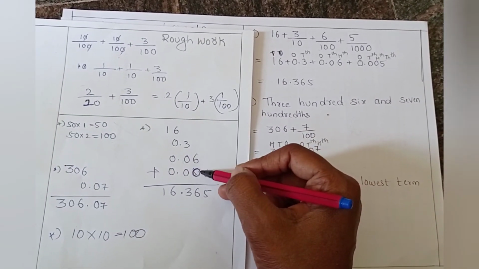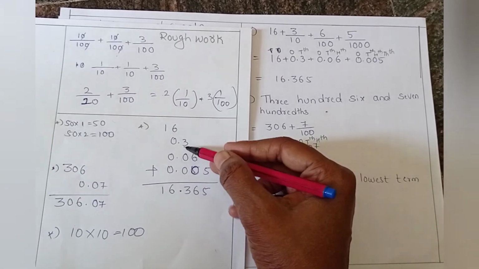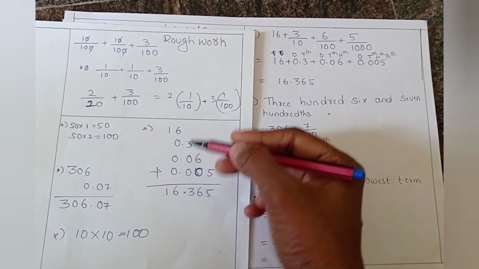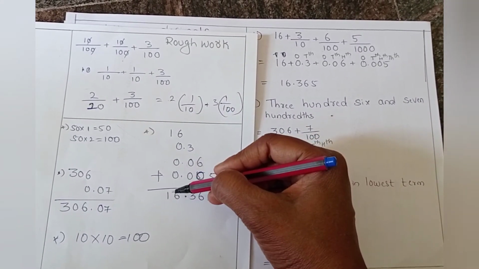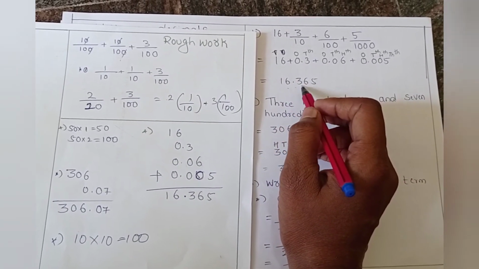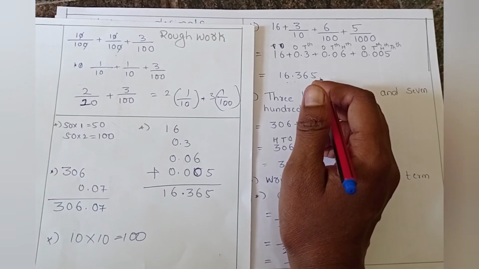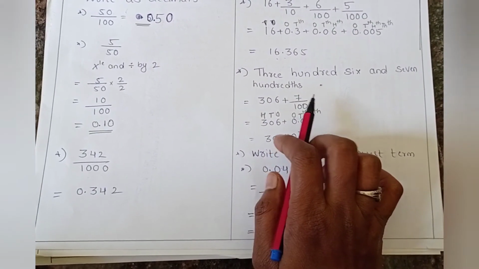Now I add all these numbers. 5, 5, 6 plus 0, 6, 3 plus 0, 3, 3 plus 0, 3. Decimal point, I'll take it as it is. 6 plus 0, 6. For 1, I'll take it as it is. So what will be the final answer? 16.365.